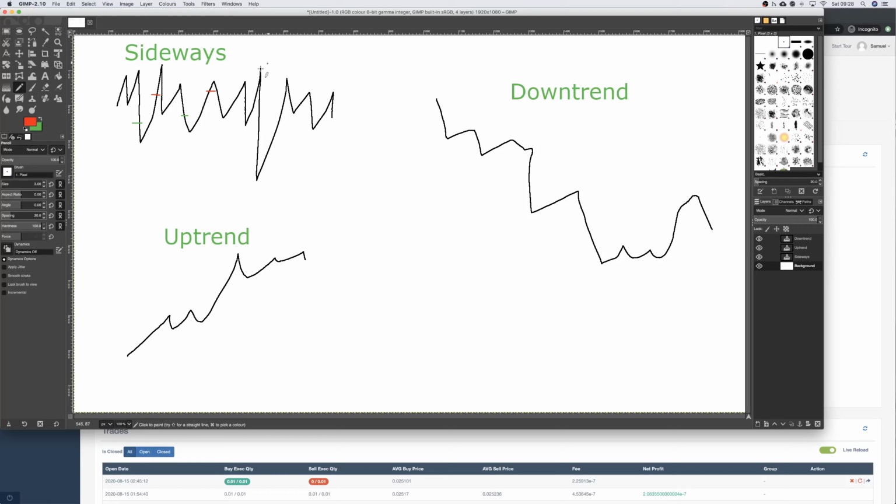So we are not trying to take the top or the bottom. We are just trying to be the most active possible in the market.